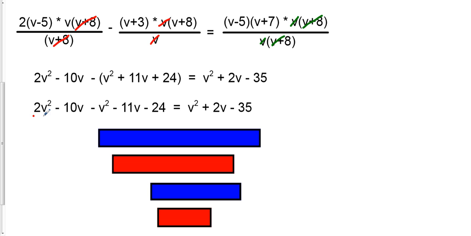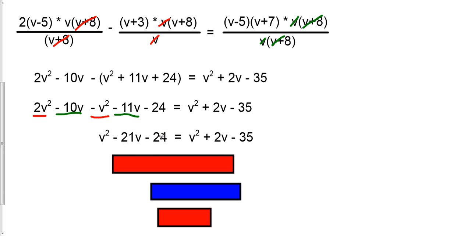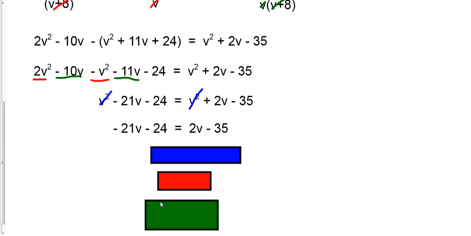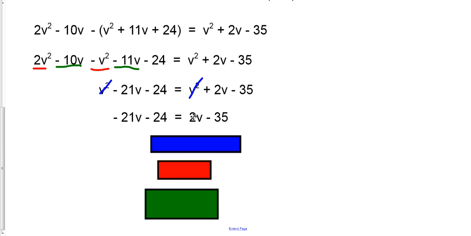Combine like terms. 2v squared minus a v squared, negative 10v minus 11v. Those will all combine then, and we'll have just 1v squared, or v squared, minus 21v minus 24 equals v squared plus 2v minus 35. If we subtract v squared from both sides, get rid of that, now we just have negative 21v minus 24 equals positive 2v minus 35.